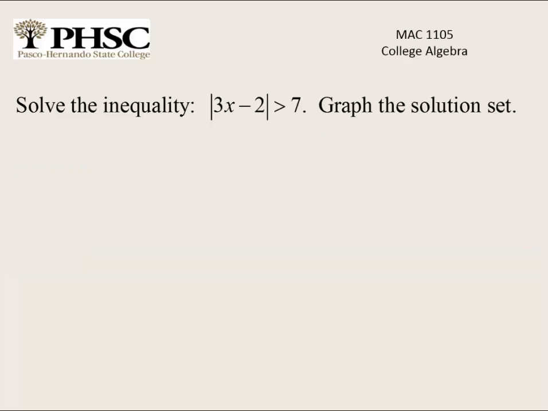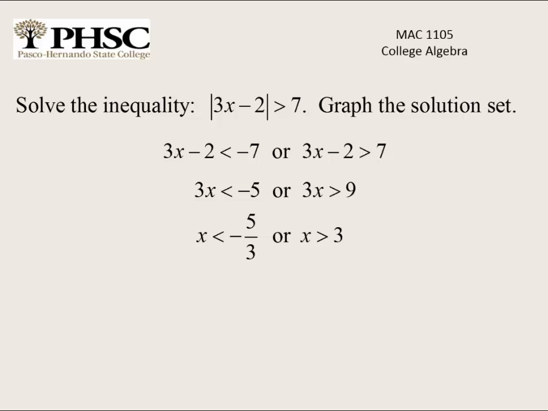So let's solve this inequality. Here's the absolute value of 3x minus 2 is greater than 7. We're going to solve it and graph the solution set. So here I have two possibilities, right? 3x minus 2 is less than negative 7, or 3x minus 2 is greater than 7. We're going to solve them both at the same time. So I'm going to add 2 to both sides. I end up with 3x less than negative 5, or 3x greater than 9. I divide by 3. So here are my two possibilities: x is less than negative 5/3 or x is greater than 3.